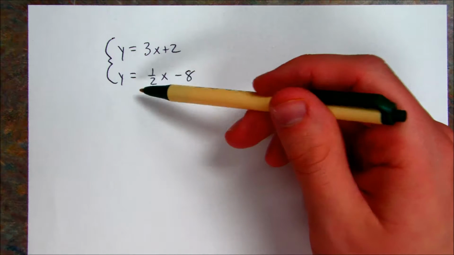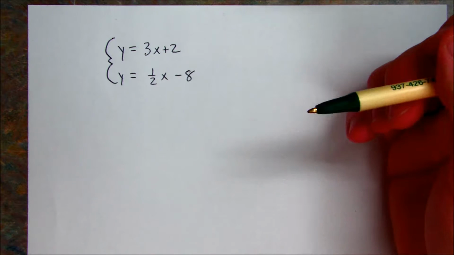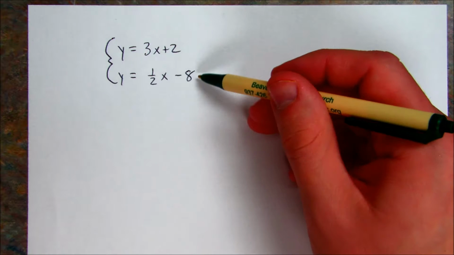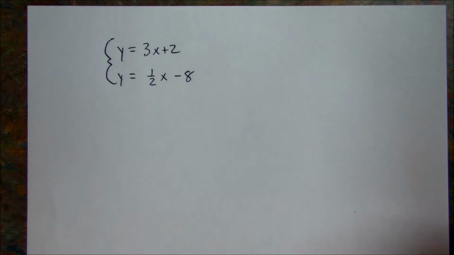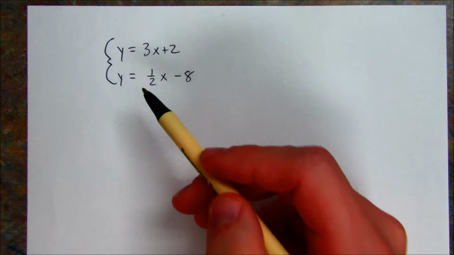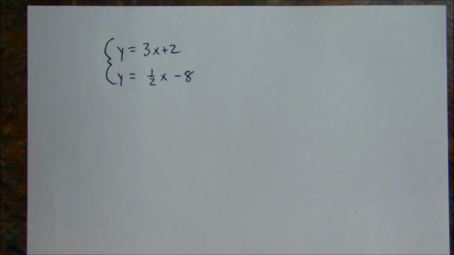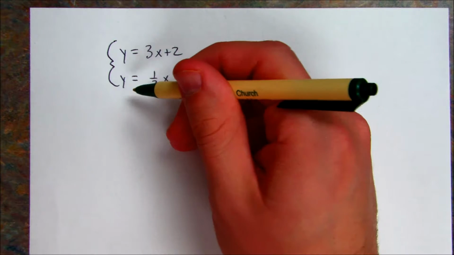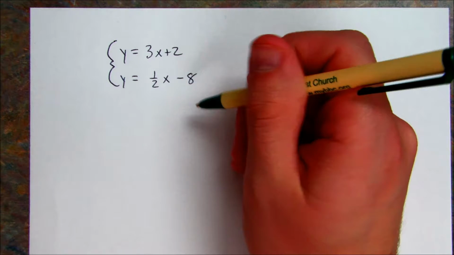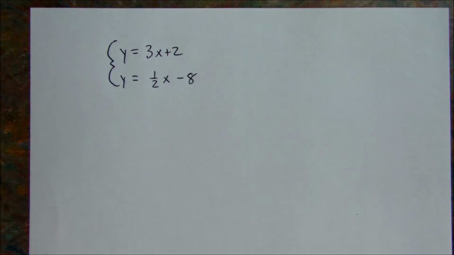Now, a system is just a grouping of two or more equations. In this case, they both happen to be linear, and they both just so happen to be in slope-intercept form. This is probably the easiest case in order to use substitution. Here's how it works. What I have in the top equation is y equals 3x plus 2. In the bottom, I have y equals 1/2 x minus 8. What I'm going to do is a direct substitution.